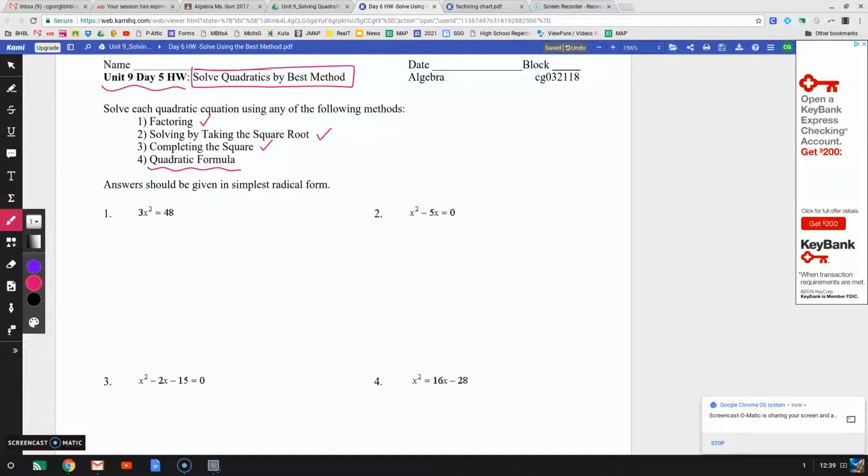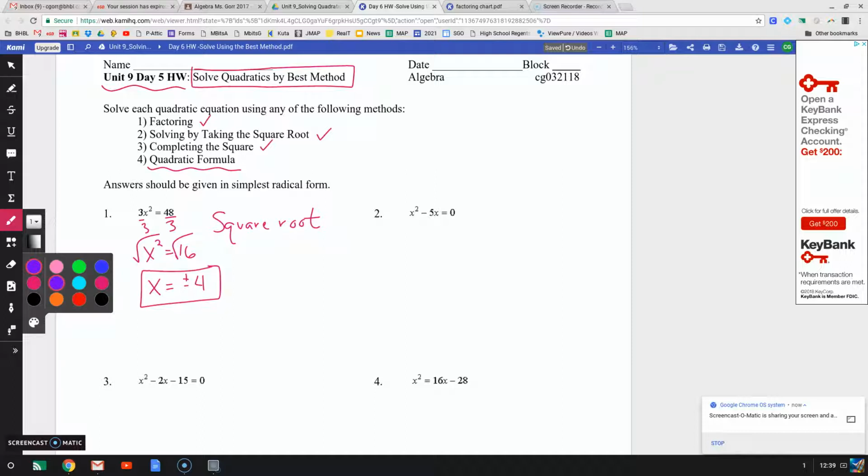So when I'm taking a look at number 1, I want to decide what is the best way that I could solve this one. I'm noticing that there is no b term. My b is 0. If I divide by 3 on both sides, I end up with x squared equals 16. That's telling me that I want to take a square root as my best method. Taking the square root of both sides, I get x equals plus or minus 4 as my roots.